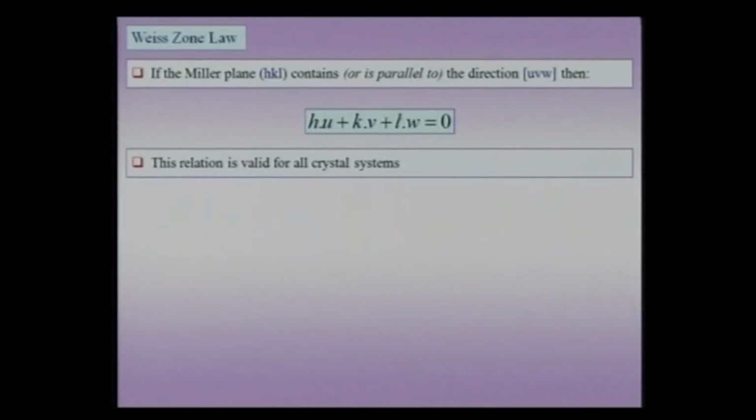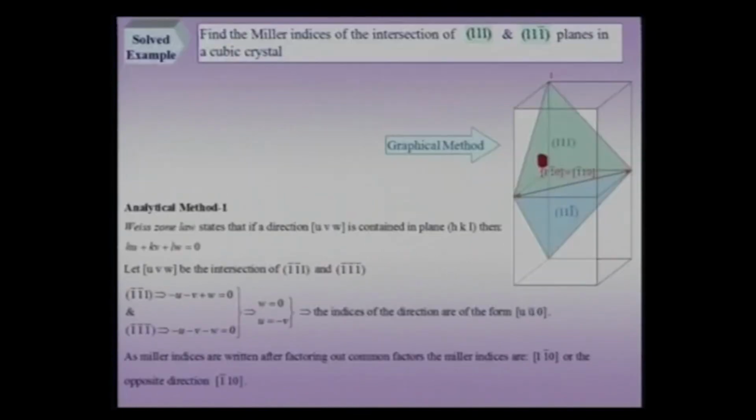It is valid for cubic crystals also, because now the HKL direction will be perpendicular to the HKL plane, and since this direction is perpendicular to that plane, the HKL direction will be perpendicular to the UVW direction, which is on the plane. I can use a perpendicularity concept to arrive at a similar kind of equation. Now let me go through the Weiss zone law once more.